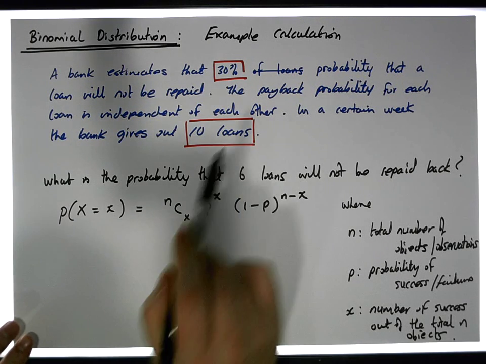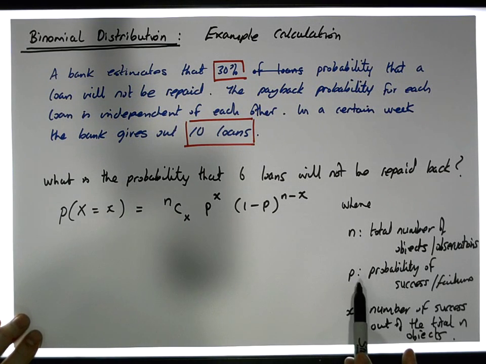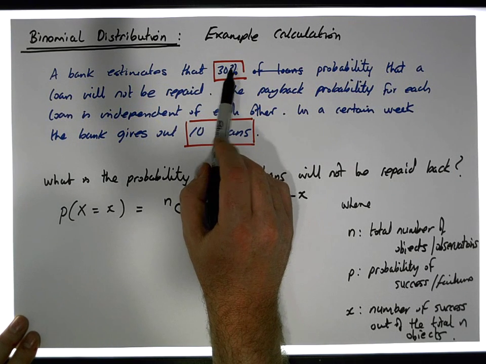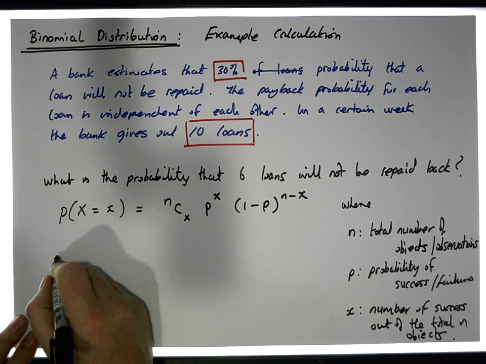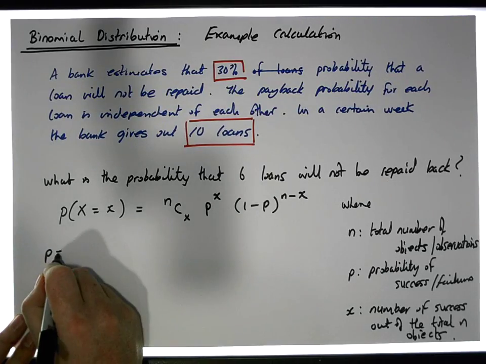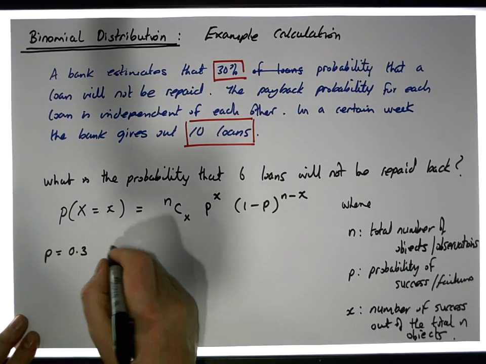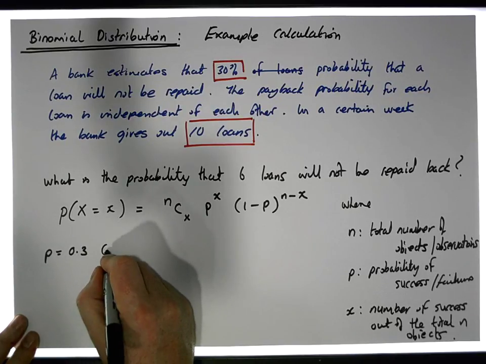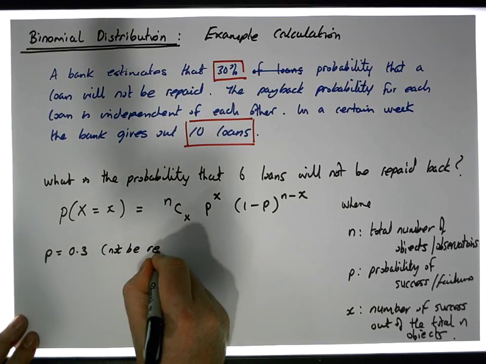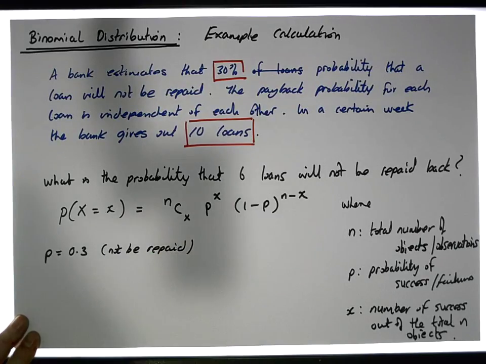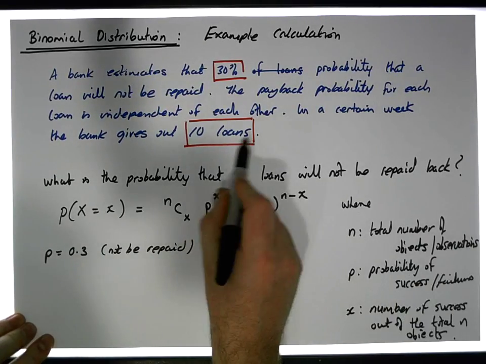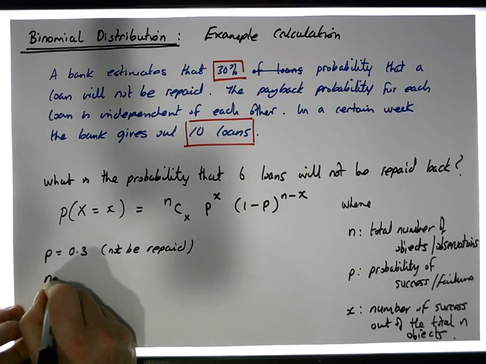So the first thing to keep in mind is that the scenario should always give you P, the probability of success or failure. In this case, the probability that a loan is not repaid is 30%. So this P in the formula is equal to 0.3, and the context is that's the probability that it will not be repaid. The context is important. N is the total number of objects. Well, there's 10 loans that have been given out, so N is equal to 10.